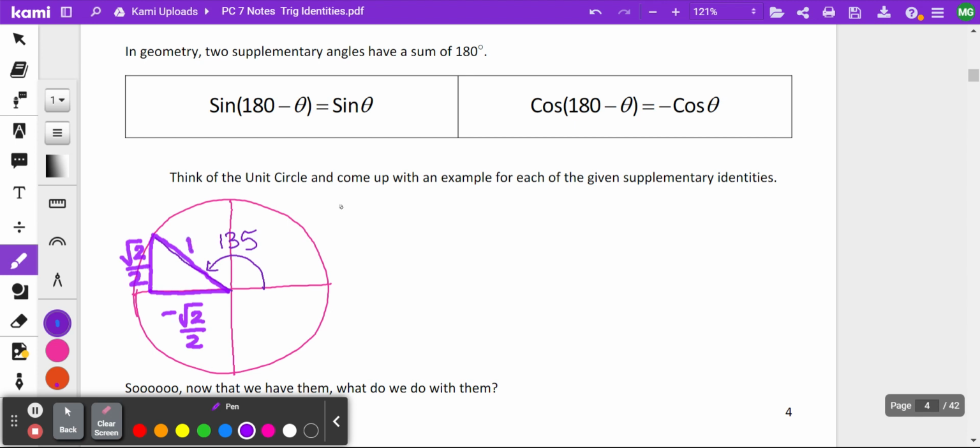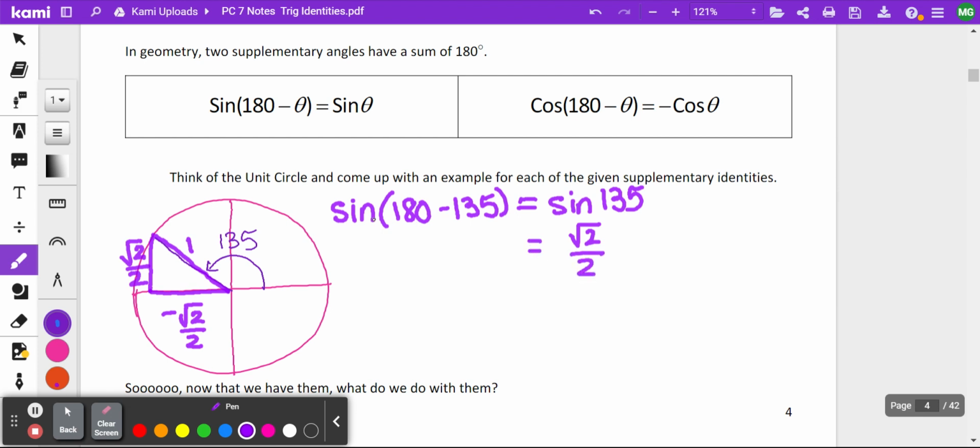So let's do the first one. The sine of 180 minus 135 is equal to the sine of 135. All right, let's think about this. What is the sine of 135? Well, it's root 2 over 2. 180 minus 135 is 45. And we know the sine of 45 is root 2 over 2, right? Because that would be a triangle that would be right over here with root 2 over 2. Okay, so that's, again, one specific example that shows that property.